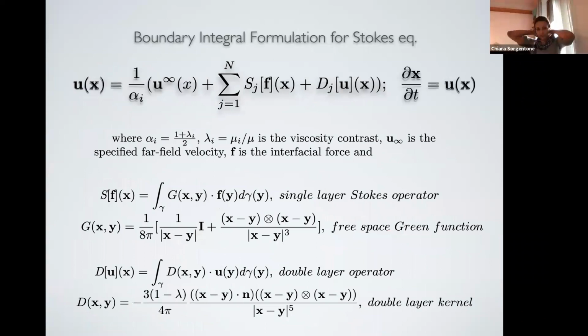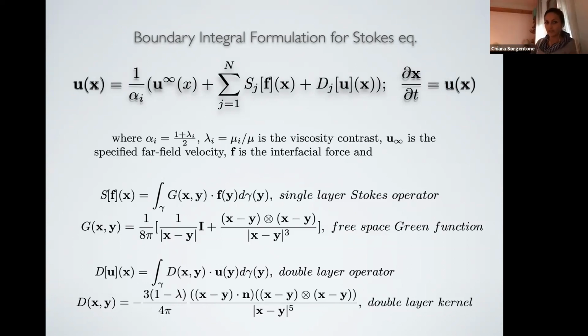So to solve for the Stokes equation and for the electric field, I'm using a boundary integral formulation. I will present the formulation only for Stokes, because I don't want to bother you too much with equations, but the idea is the same for the electric field. So here we have the representation formula for the velocity u that depends on alpha, which is a parameter that takes into account the viscosity contrast. U infinity is a far field velocity, N is the total number of particles that we are considering, and S and D are the single and the double layer operators.